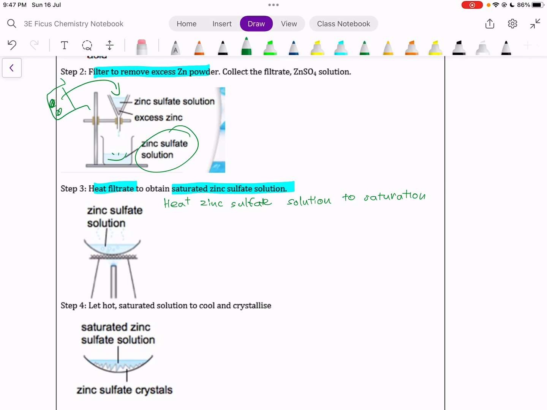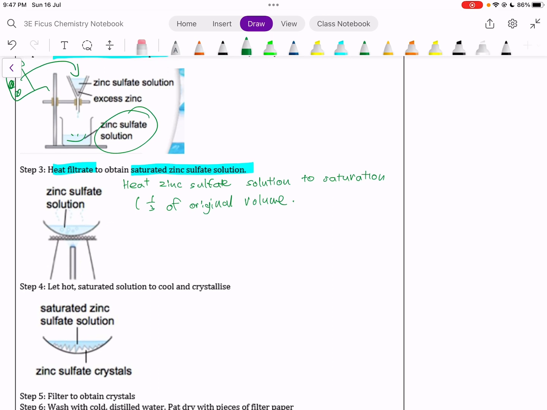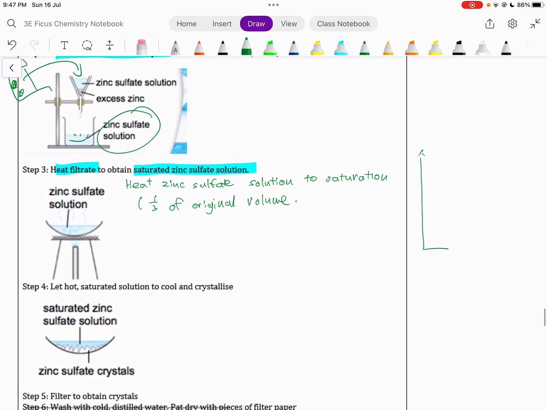Saturation usually means reducing to 1/3 of the original volume, half to 1/3. This method usually works if the salt is more soluble at high temperature than at cold temperature. Meaning to say, it looks something like this. If you want to have a solubility curve, this is just explaining how the solubility of the salt should change with temperature. Ideally, you are doing crystallization.